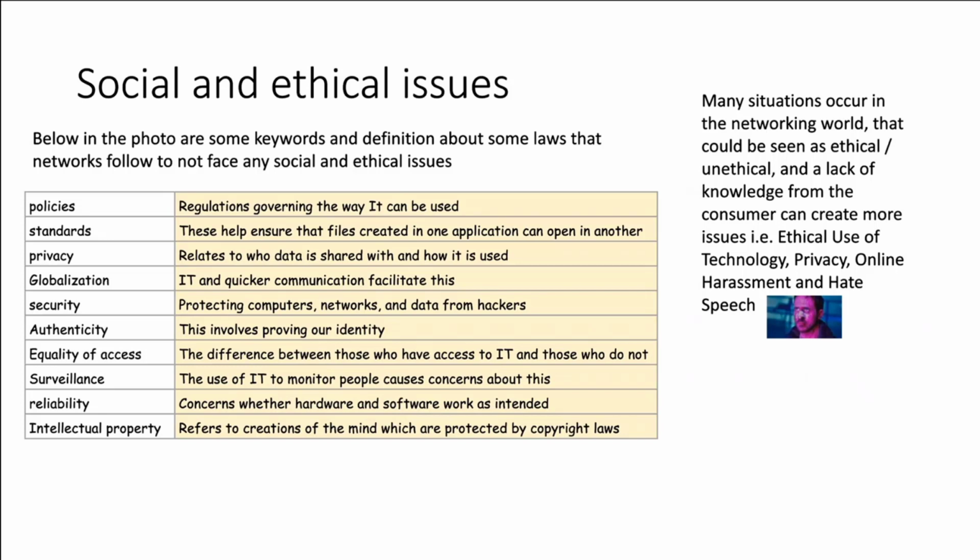So in the photo, there are some keywords and definitions about some laws that networks follow, so as not to face any social or ethical issues. So like policies, regulations governing the way it can be used, and other ones like security, which is protecting computers, networks, and data from hackers, and just loads of other ones in the table. And so many situations occur in the networking world that could be seen as ethical or unethical, and a lack of knowledge from the consumer can create more issues. So for example, ethical use of technology, privacy, online harassment, and hate speech.